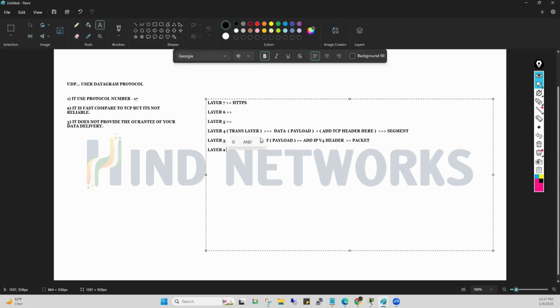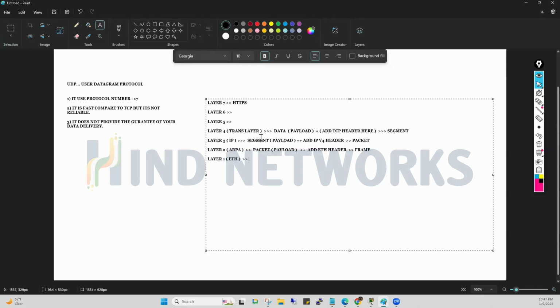At layer number 2, which protocol is there? ARP. ARP receives what? Packet, and that is the payload for layer number 2. What will ARP do? ARP will add which header? Ethernet header here. And this complete data is called frame. And next will be layer 1. Right now, at layer number 1, we are using Ethernet technology.